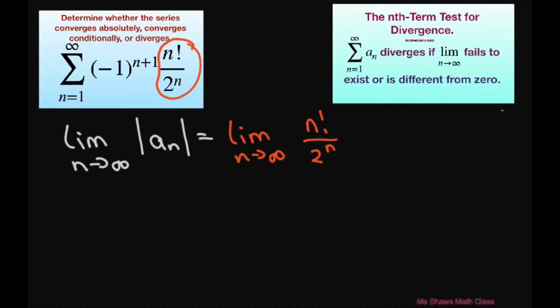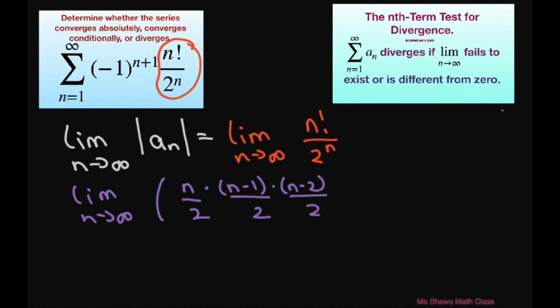All right. Now let's see what this looks like. If you expand this, we're going to get the limit as n approaches infinity, and if you just expand this a little bit, this is like n times n minus 1 times n minus 2, and this is all divided by 2 here, right? If you just do it that way, dot, dot, dot. And if you do the last three terms, it would be 3 halves times 2 halves times 1 half, like that.